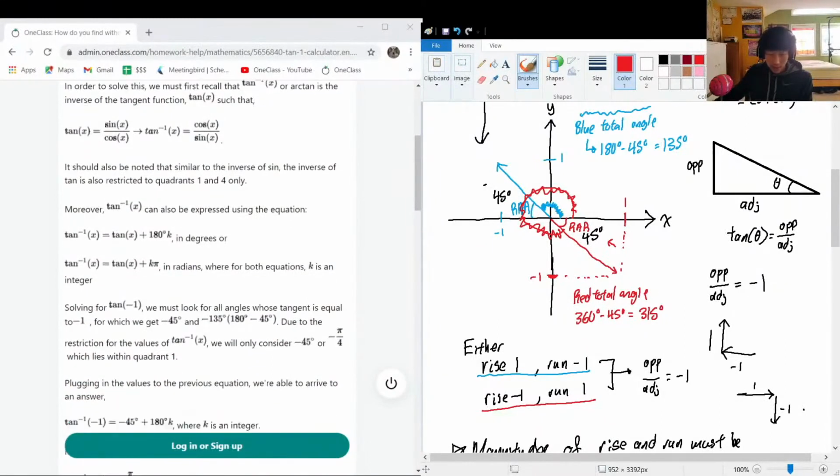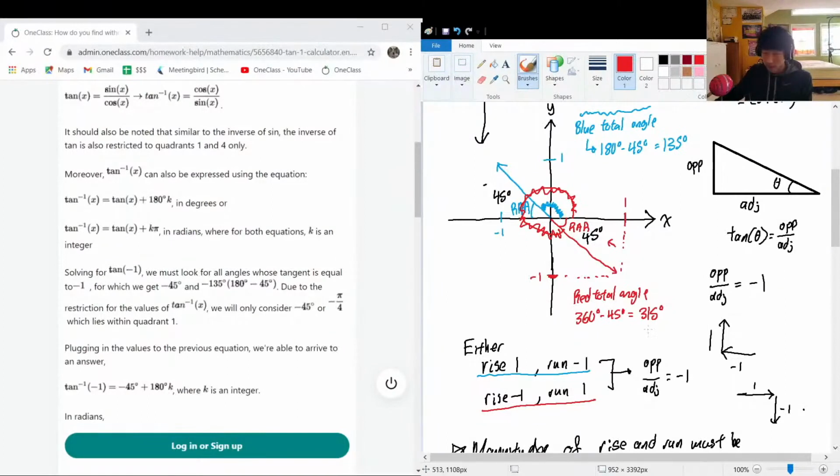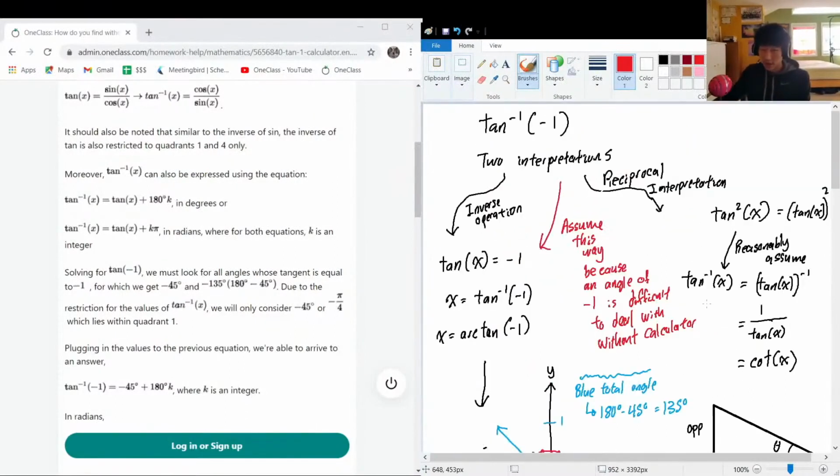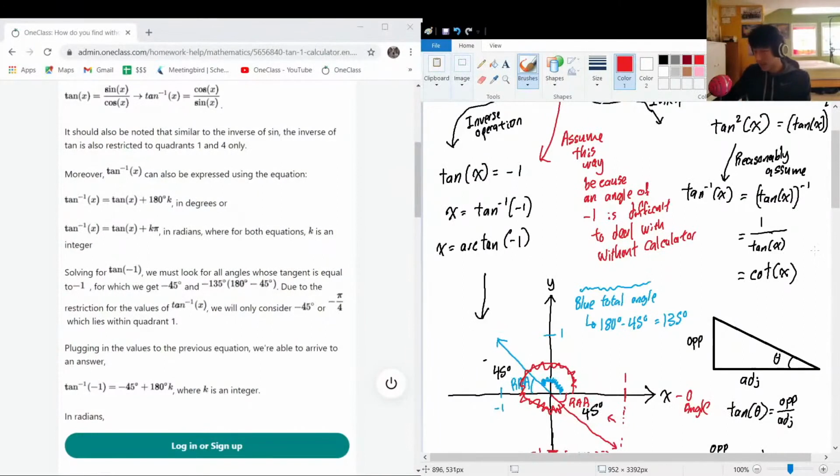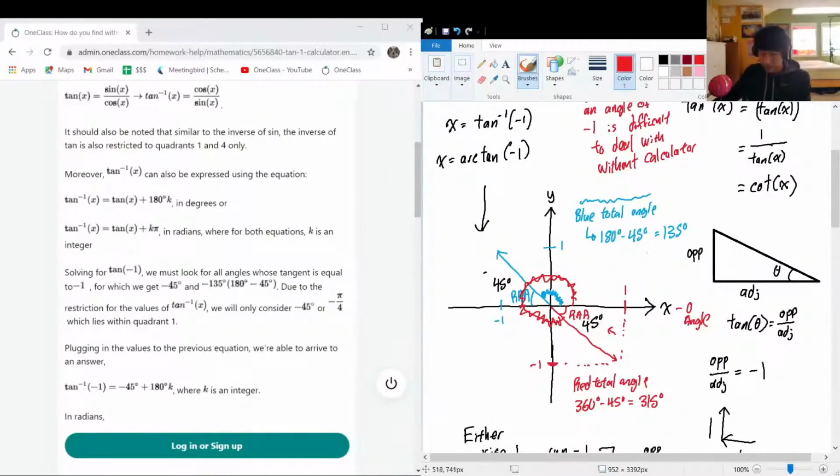Okay, so another way that we could write 315 degrees is negative 45 degrees, because this is our zero angle. Okay, so just remember, typically you're going to go for the inverse operation when you see to the power of -1 most of the time, but sometimes it can be ambiguous and we might need to go the reciprocal route. It really depends on the context.